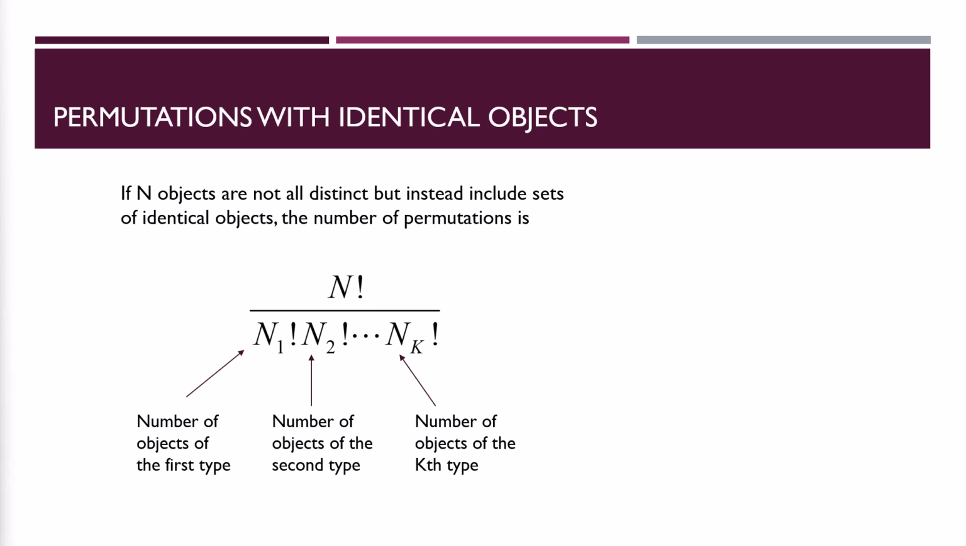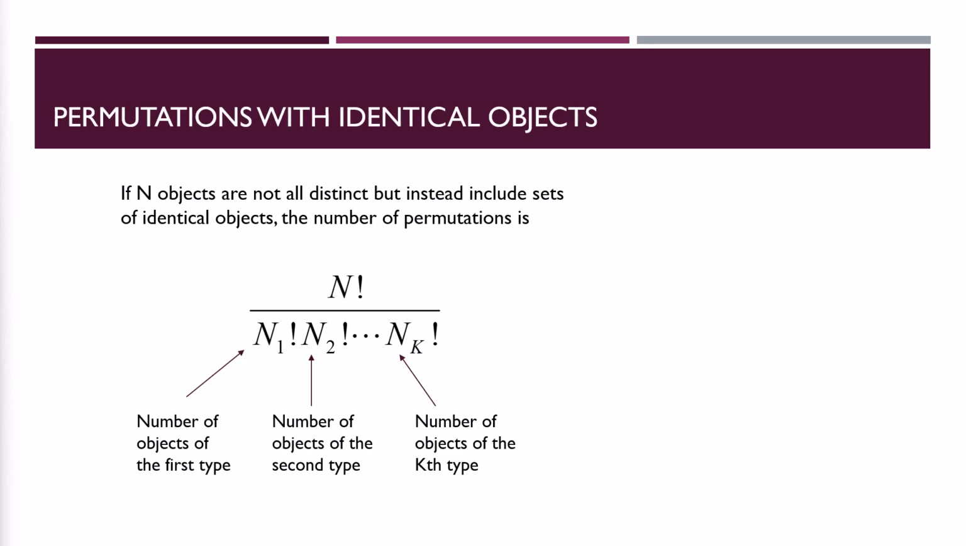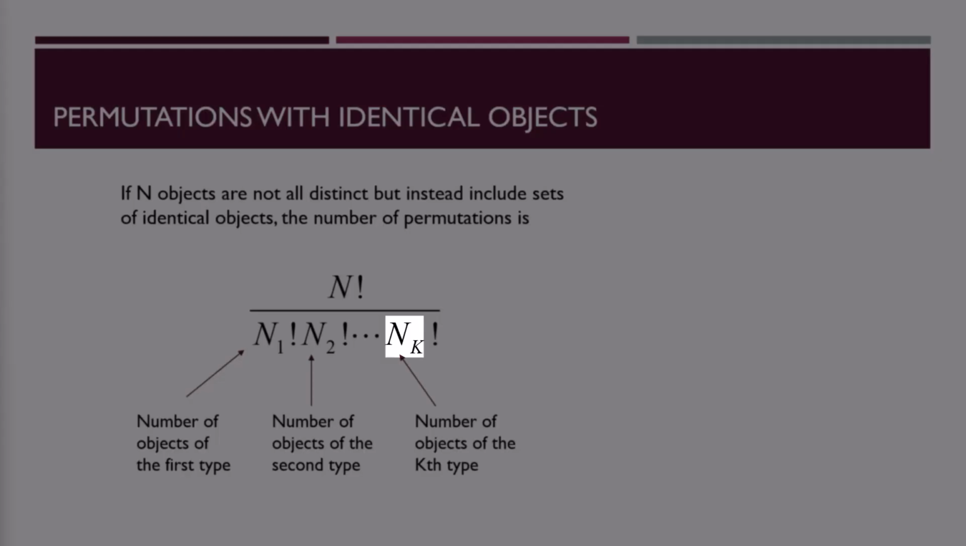If n objects are not all distinct, but instead include sets of identical objects, the number of permutations is given by this equation. N is the total number of objects, but n1 is the number of objects of the first type, n2 the number of objects of the second type, and so on, all the way to nk, the number of objects of the kth type.